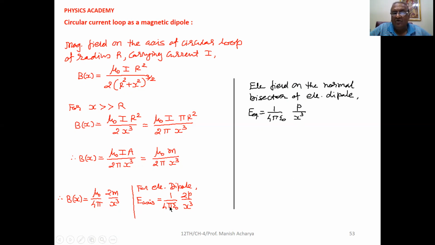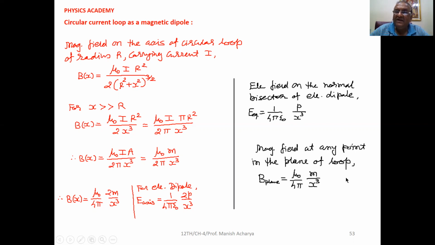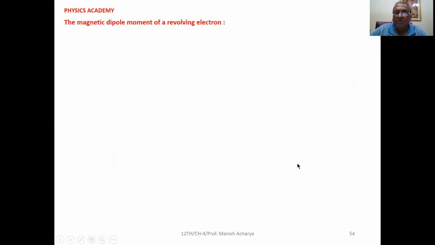So from this analogy, directly we can write the equation for the magnetic field at any point in the plane of the loop. So that is mu 0 upon 4 pi. This constant is replaced by mu 0 upon 4 pi. Here electric dipole moment, here magnetic dipole moment upon x cube. Clear to all of you?